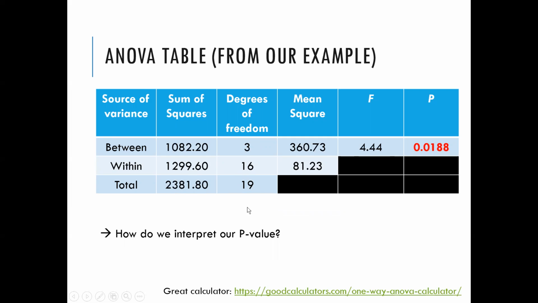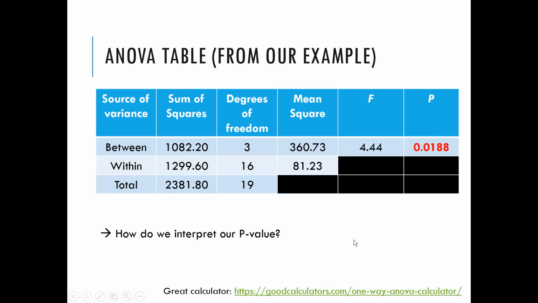And then the total degrees of freedom is N minus 1. So we had 20 individuals, so minus 1 is 19. And then we calculate the mean square. We get our F statistic. And if we use the computer to then calculate the p-value, we get 0.0188.